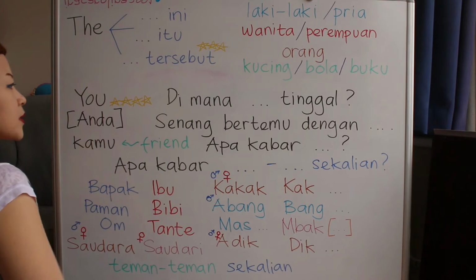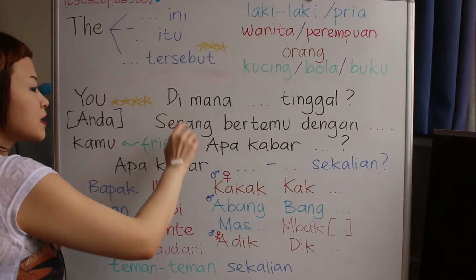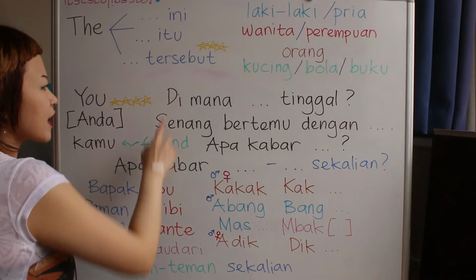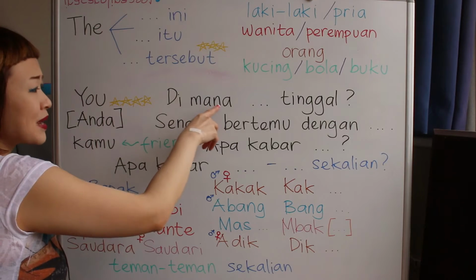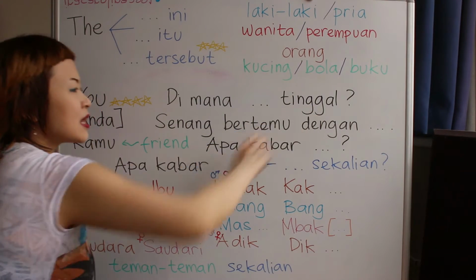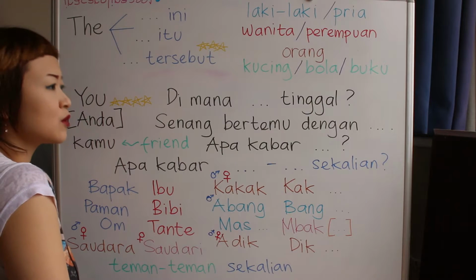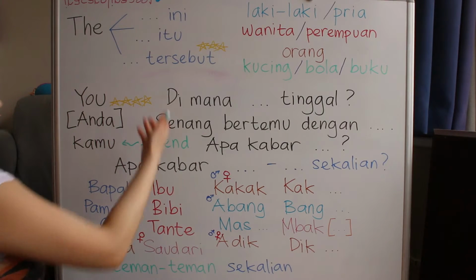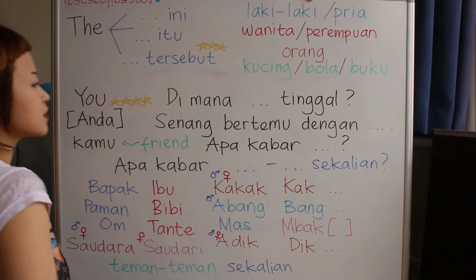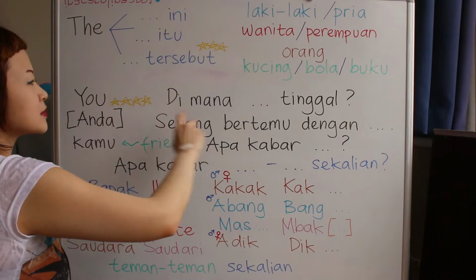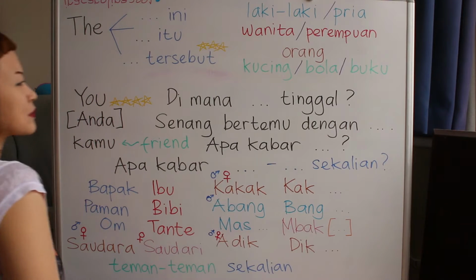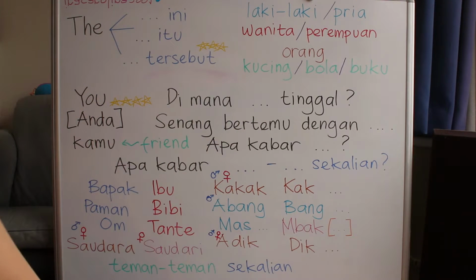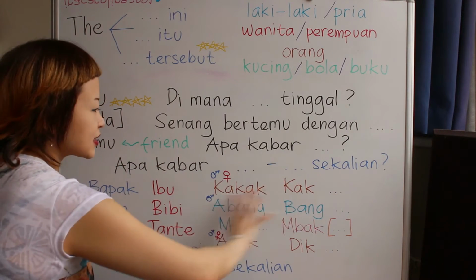Di mana, di and then space here. Di mana, at where, it means where. Di mana, tinggal. Tinggal is stay or live. It just wants to say, where do you live? Di mana, where. At, where. Tinggal, live. The you here, you choose. I will talk about it later.